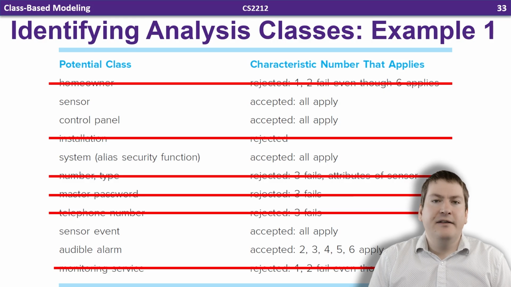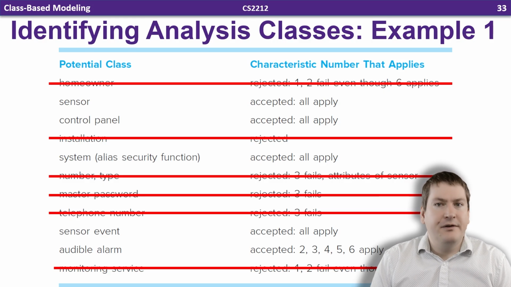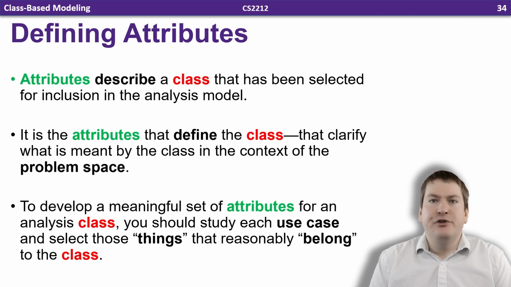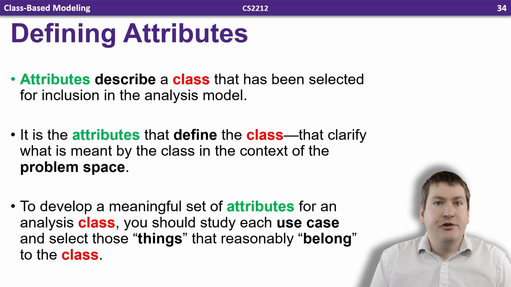So these remaining classes, sensor, control panel, system, sensor event, and audible alarm, are our final candidates for analysis classes for our system. These would be the ones that we keep. So now that we know which classes we should be focusing on and which ones are part of our analysis model, what should their attributes be?